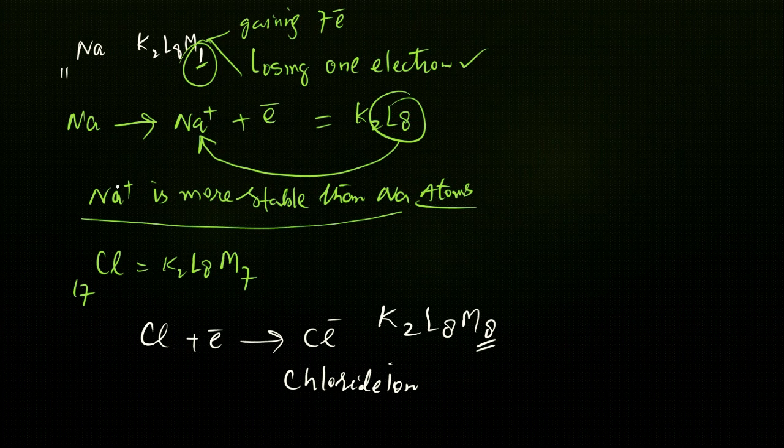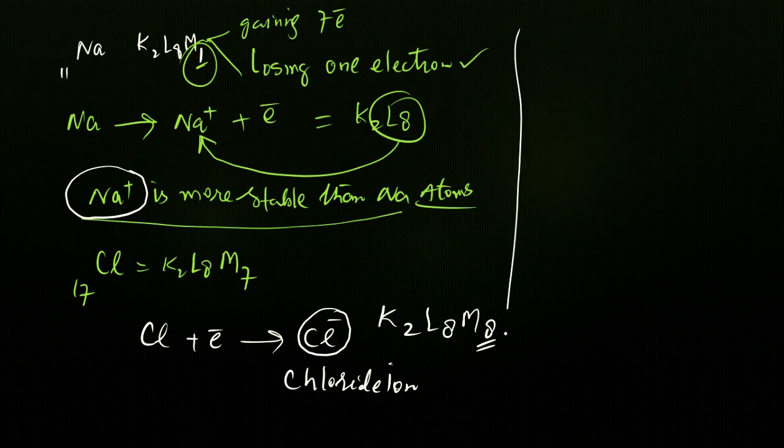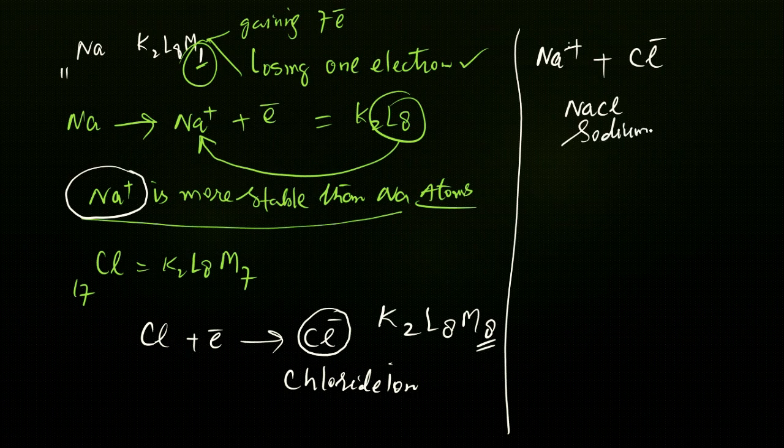Now we have two species with us. One is Na positive, another is Cl negative. The electron lost by Na is gained by Cl. These two come close to each other. Being charged particles, they are attracted towards each other by a force called electrostatic force of attraction, and they form NaCl, that is sodium chloride. It's a stable salt, NaCl, table salt.